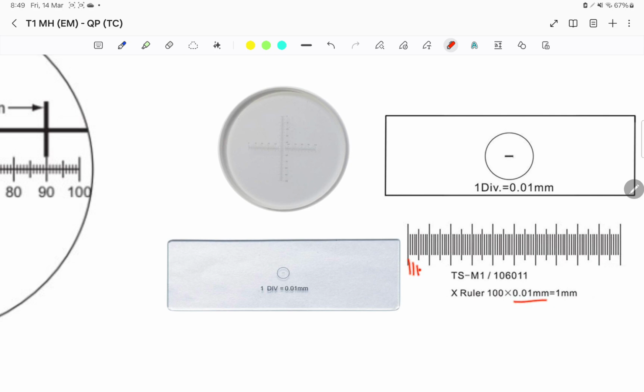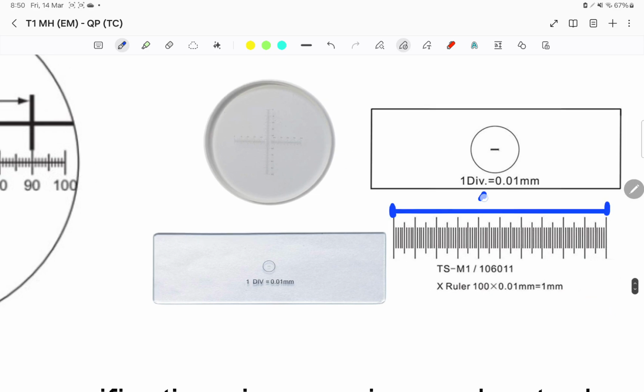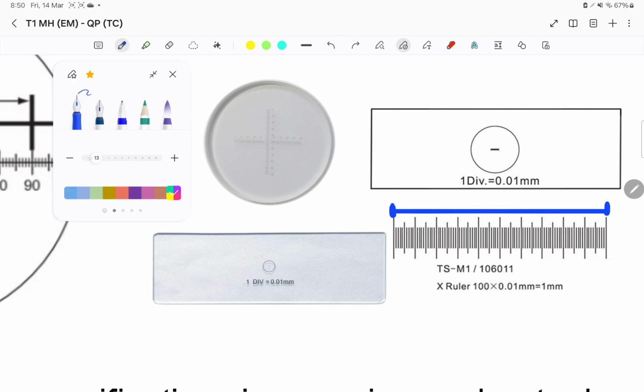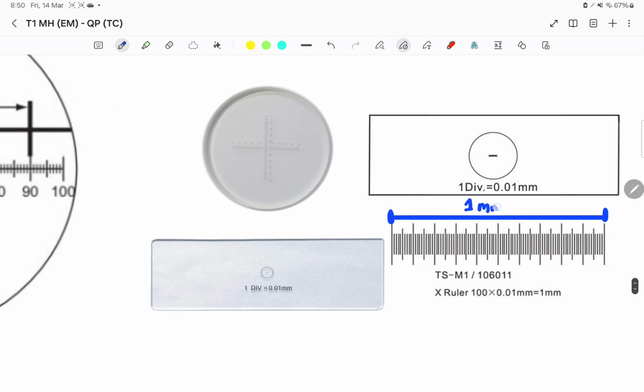There are 100 divisions, so 0.01 times 100 divisions. If you notice, this one will equal 100. There's going to be 100 lines, 100 divisions. So that is actually 1 millimeter. So that means that this entire length is only one. Oops, it's too big. I need to make it smaller. So this is 1 millimeter. So divide that by 100, that means each division would be 0.01 millimeter.